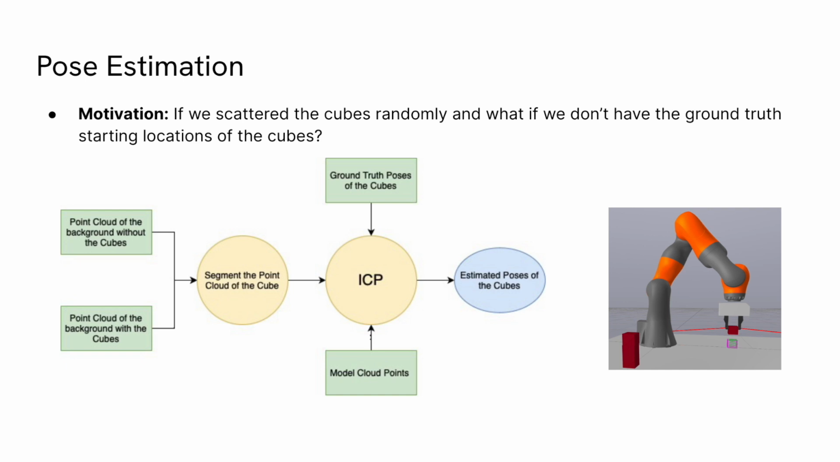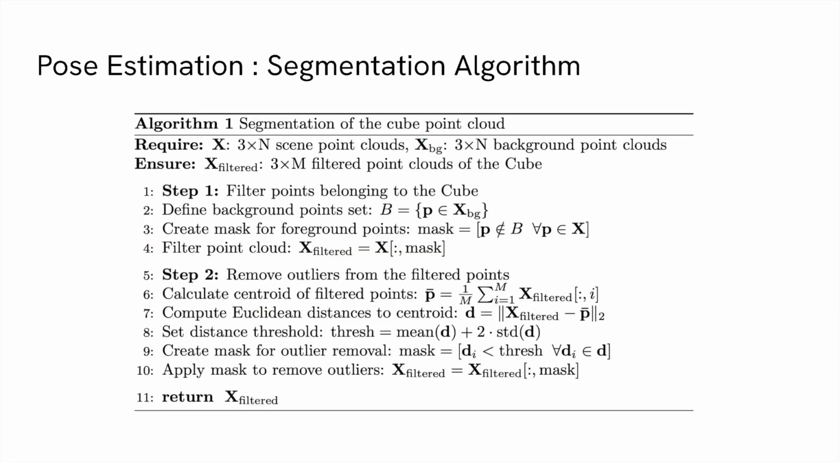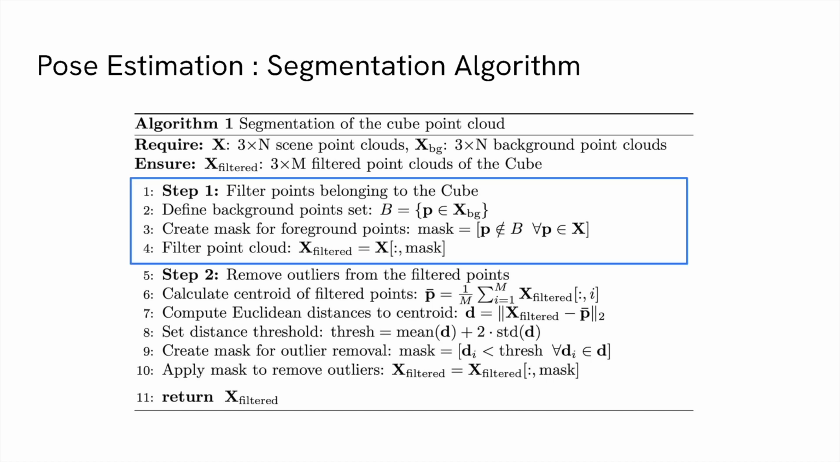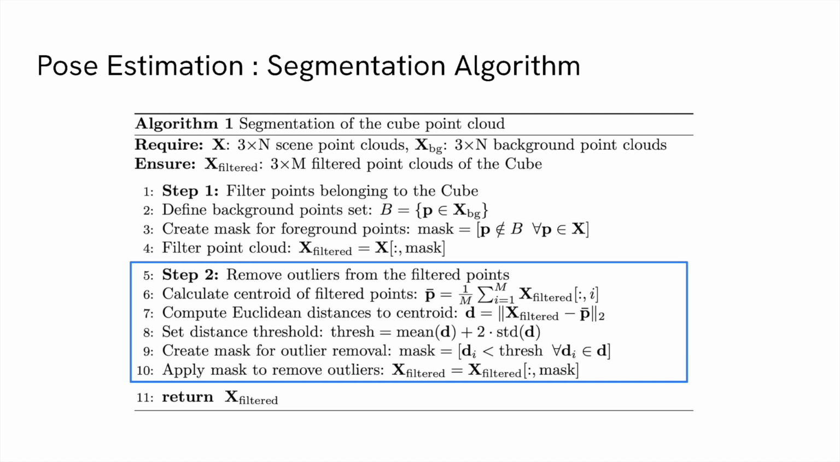In this pipeline, we developed the segmentation algorithm from scratch. The segmentation algorithm has 2 major steps. In the first step, we mask the points belonging to the cube. In the second step, we remove the outliers by setting a threshold distance from the centroid of the cube. The final outcome of this algorithm is the segmented point cloud of the cubes.